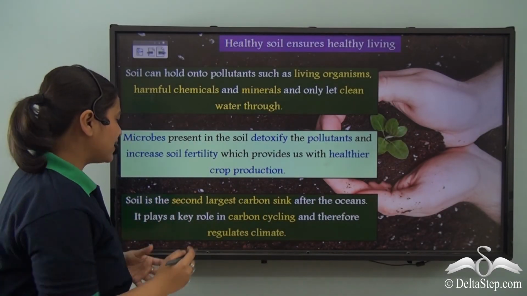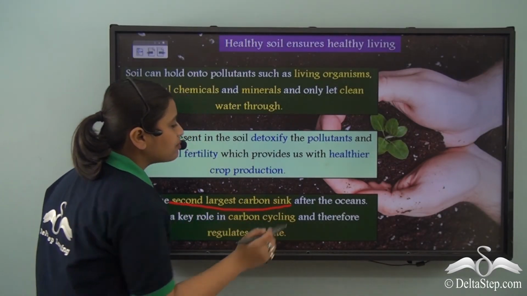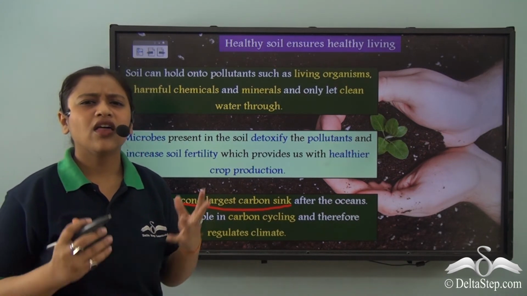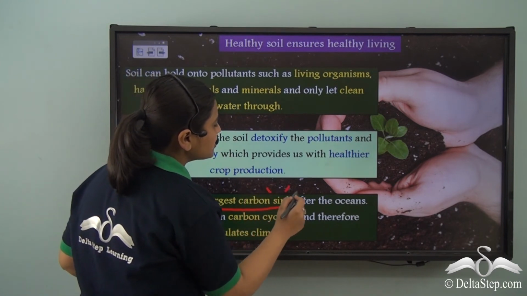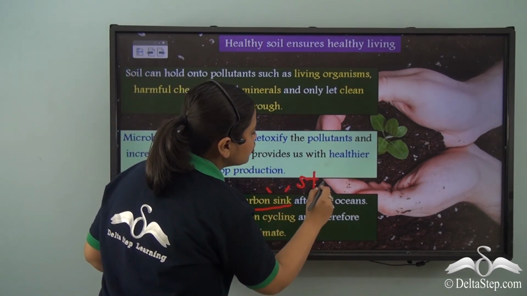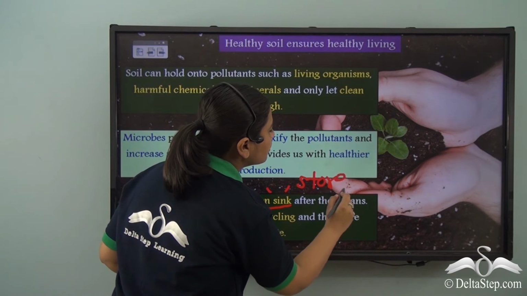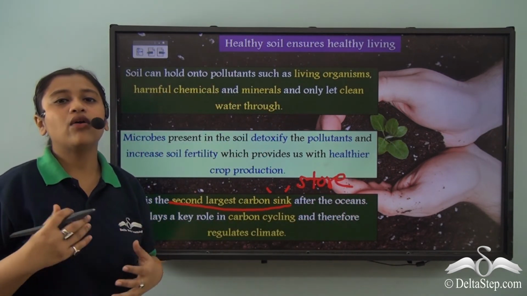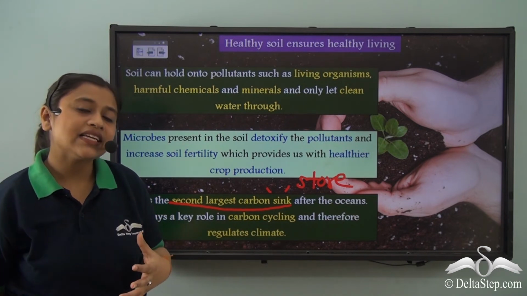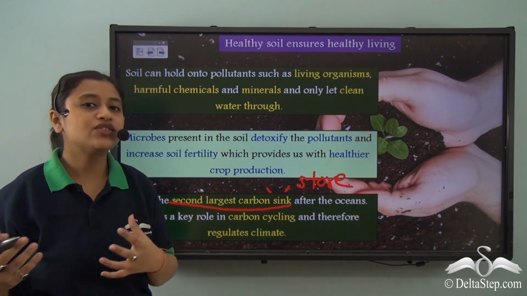Lastly, soil is the second largest carbon sink after the oceans. Now, what exactly do we mean by carbon sink? Sink basically means store. So, they store a huge amount of carbon dioxide in the different layers. Now, this helps in regulating the climate. And how does it do that?